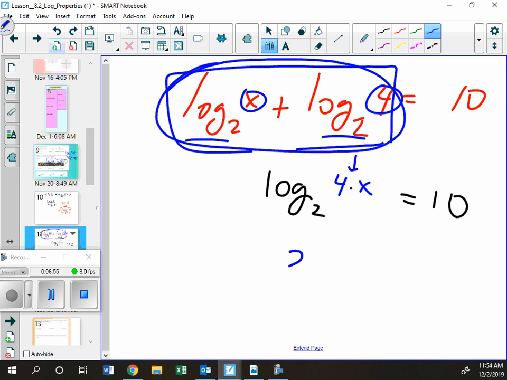All right, did you say 2 to the 10th is equal to 4x? And why is that good? Because now x is almost alone. How do you finish it, Mr. H?